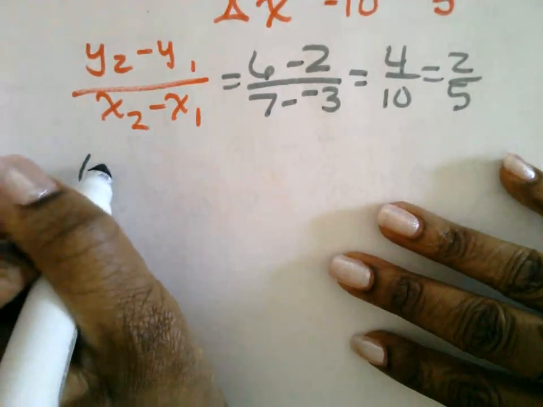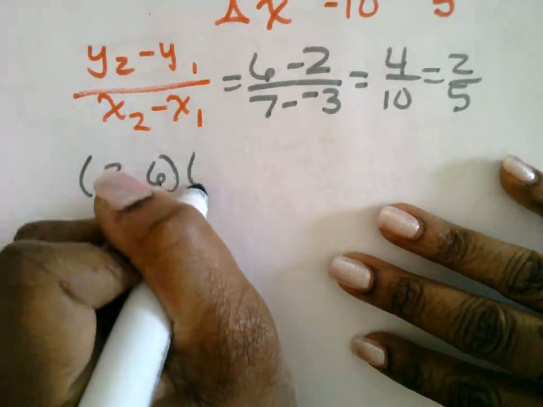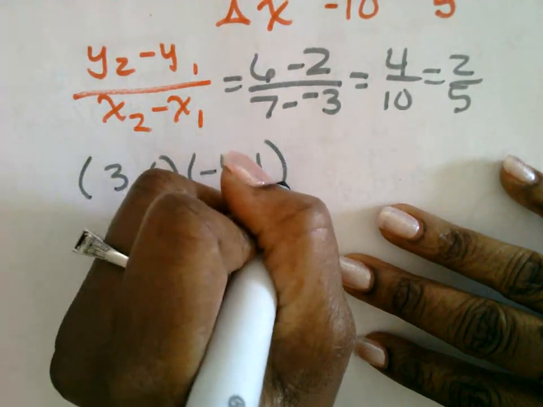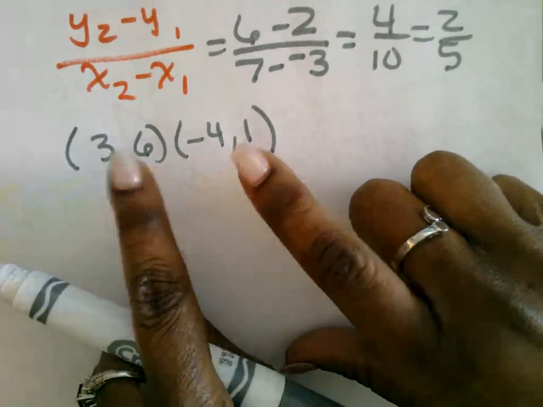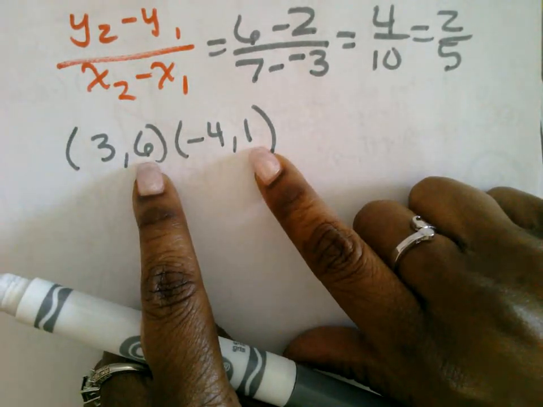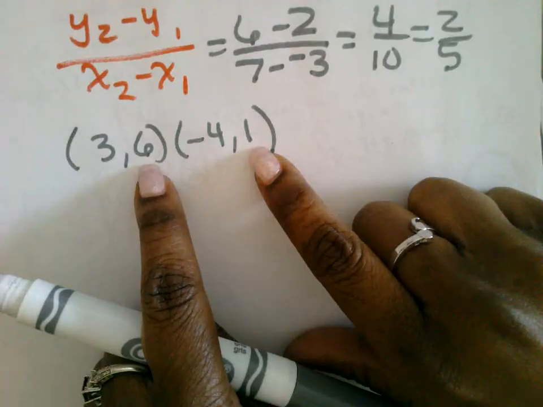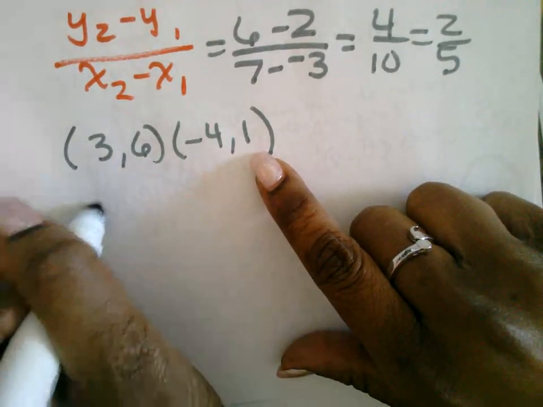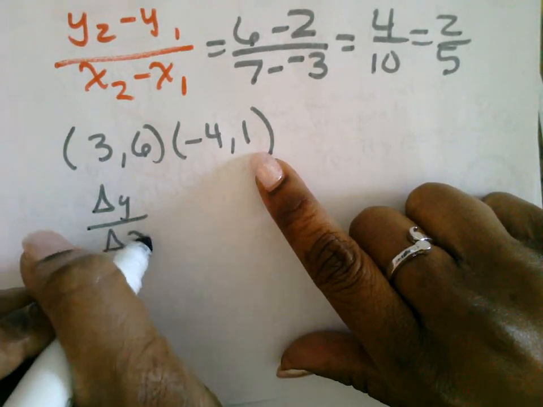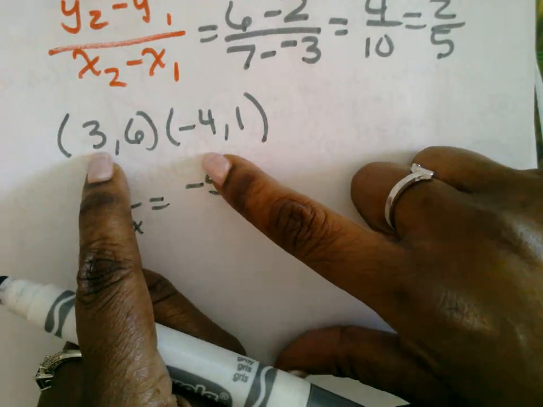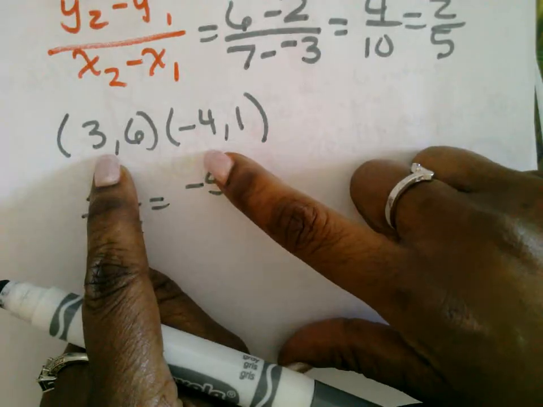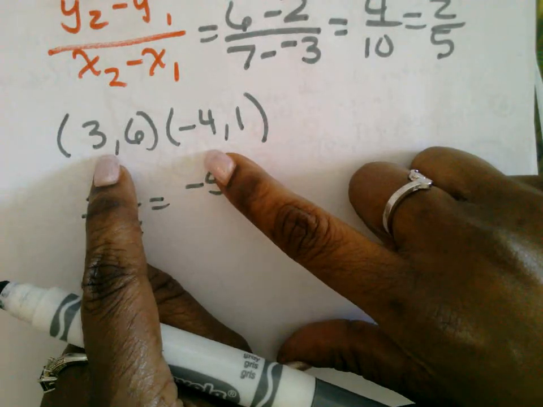So the ordered pairs are 3, 6 and -4, 1. You find the slope, which is the change in the y over the change in the x. That's going to be 5 decreasing. The change in y over the change in x is decreasing 5. And this is decreasing 7.